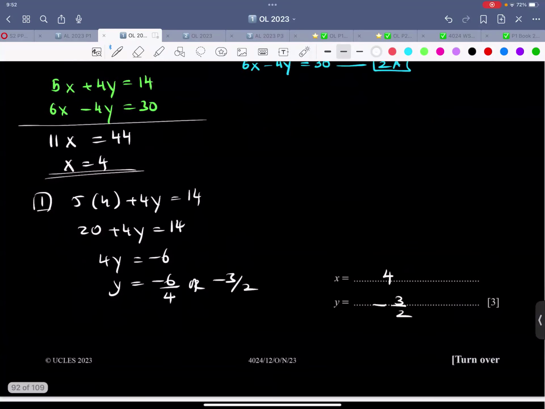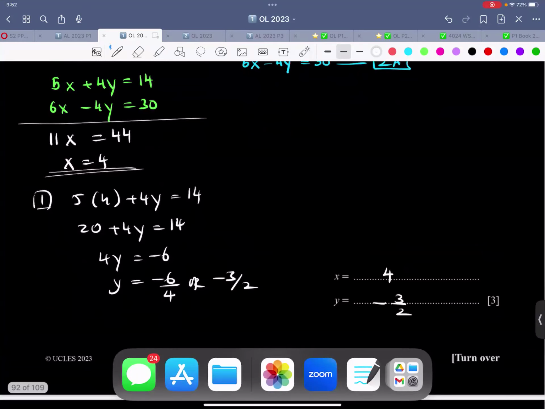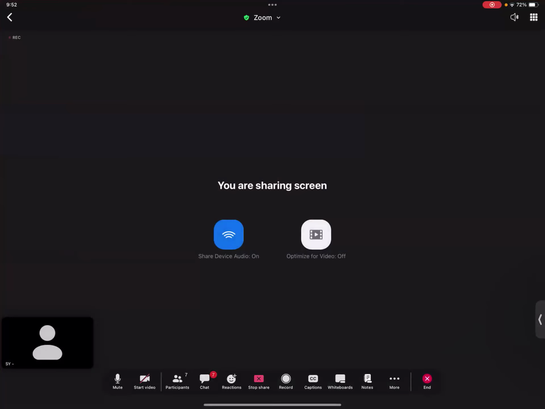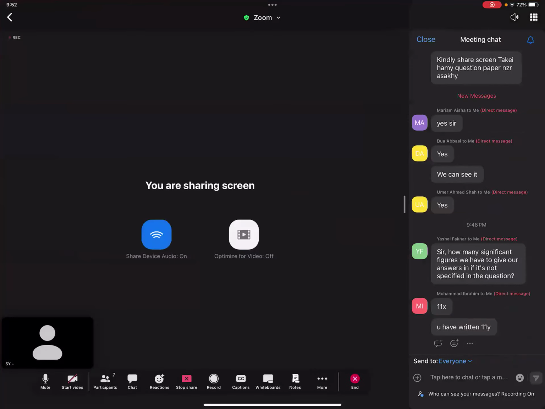So let me pause the recording for a while. Actually, without pausing, I can look at it. Some people ask how many significant figures we have to give our answers if it is not specified in the question. And someone has pointed out 11x and 11y.